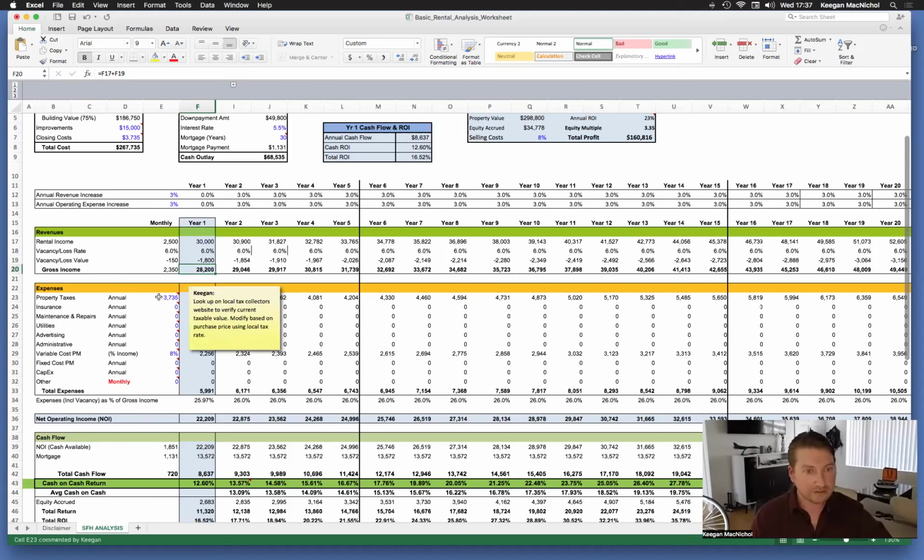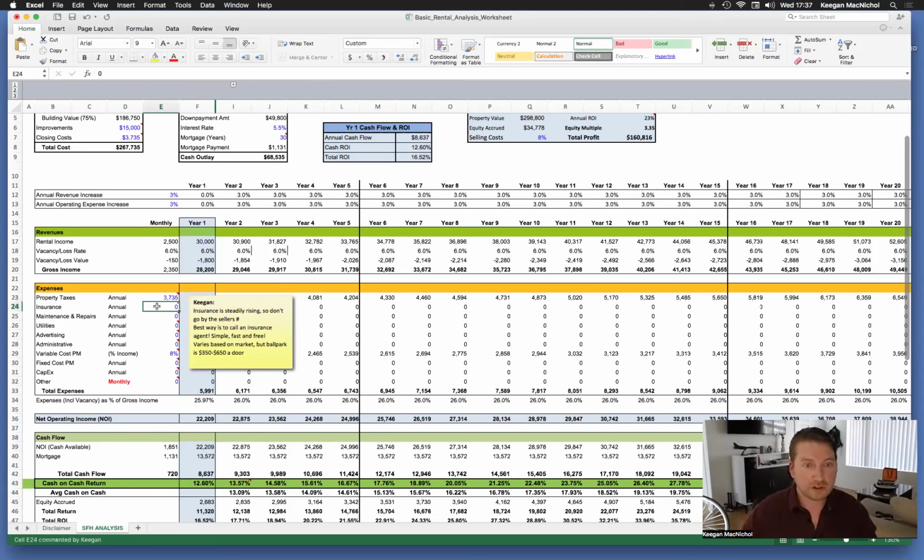Now, property taxes. So I have this auto calculating based on what I know Rapid City's property taxes are, about 1.5%. For this, you're going to want to go to your market's tax collector website. Generally, it's listed on there. You can even look up what the current property taxes are for that specific property, or you can just call them too and say, hey, I'm looking to buy this property. Here's what it's going for. What can I expect my property taxes to be, right? You can get a pretty accurate quote that way.